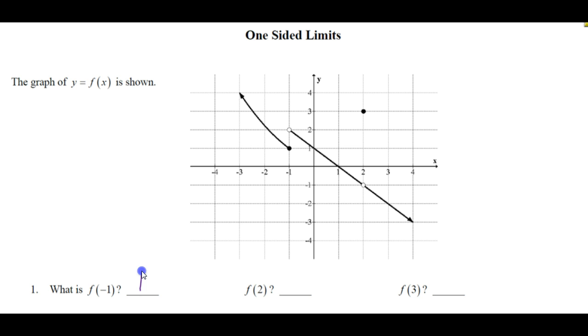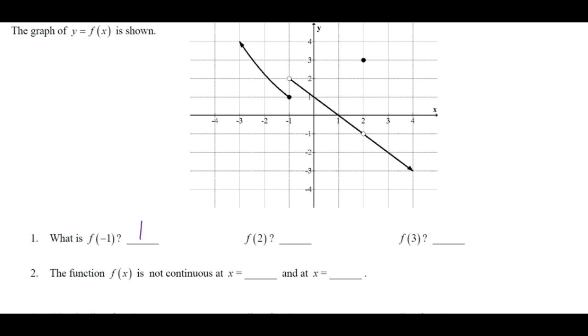What is f of 2? f of 2 is 3. Again, black dot, right? So here's 2. There's where x equals 2. So the value of the function when the x value... And what is f of 3? Negative 2.